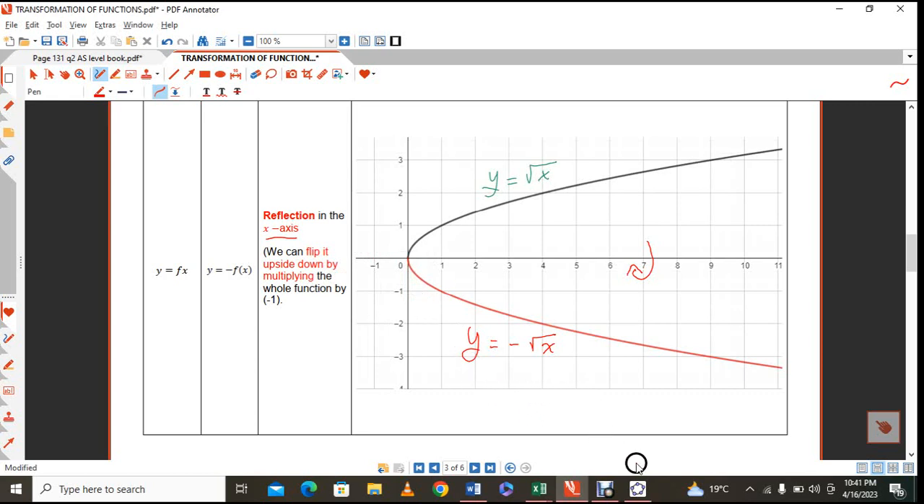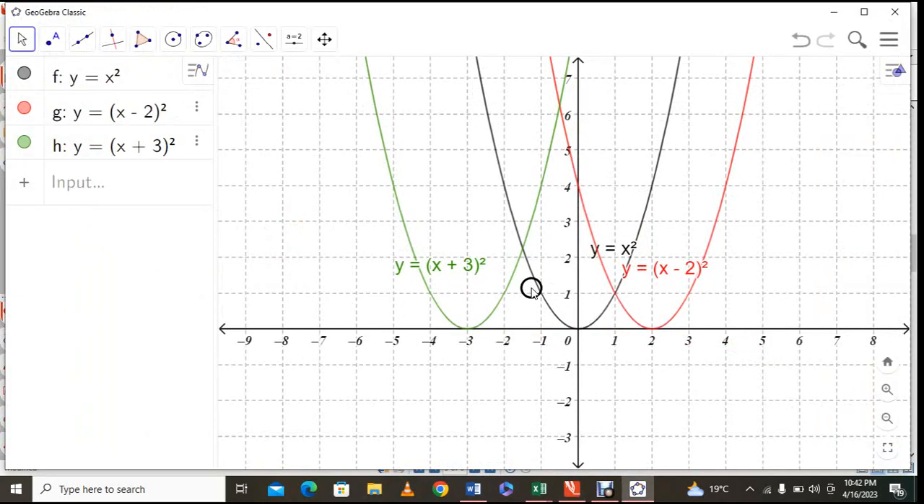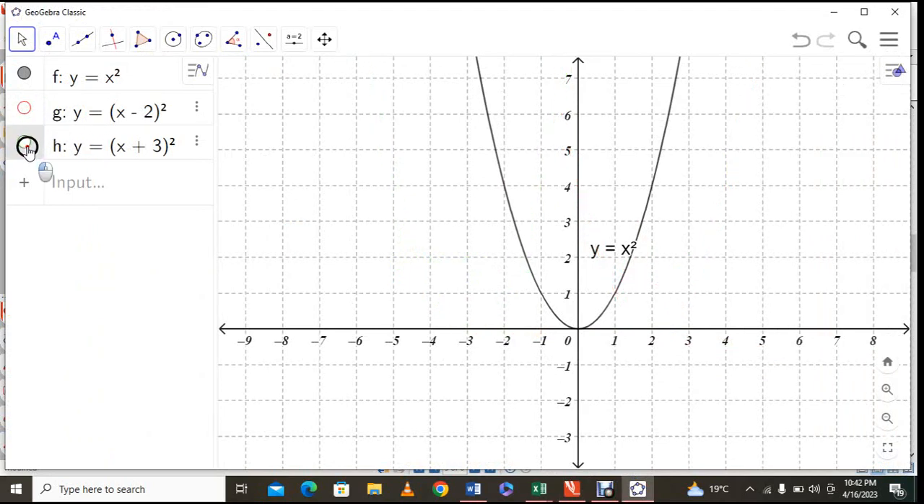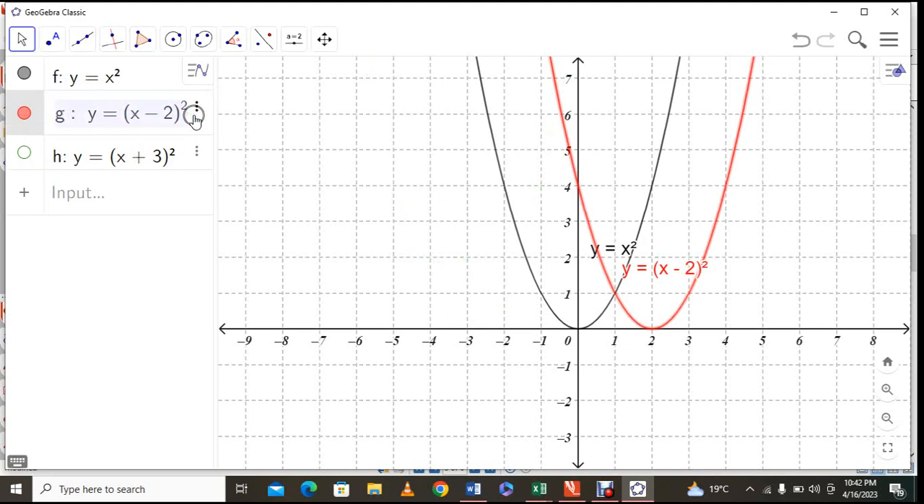So I will be typing in that function, but I also use our function that we have from before. So we have got that particular function. I'm going to put a negative in front of that function. So I'm just going to change this function here.